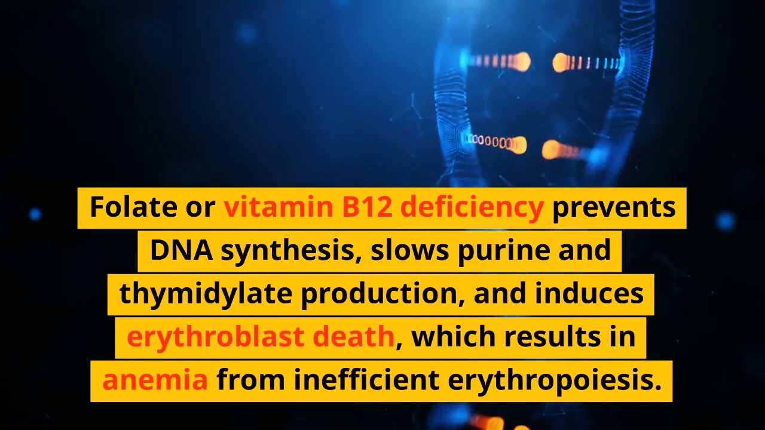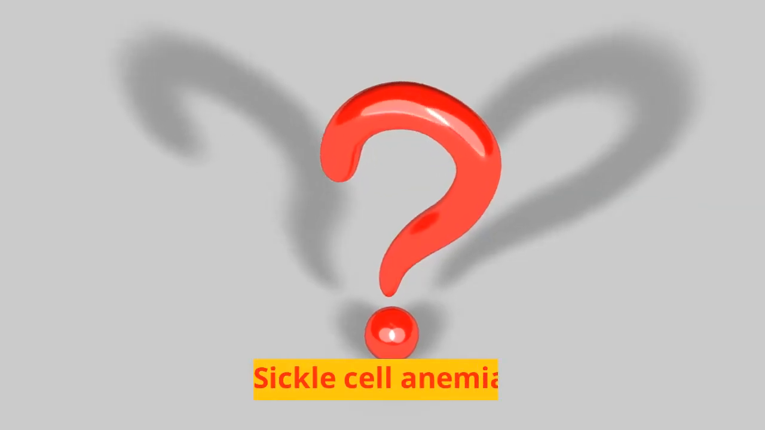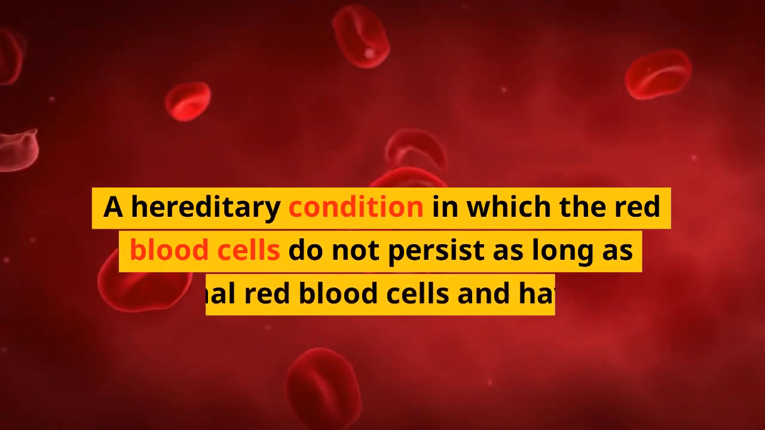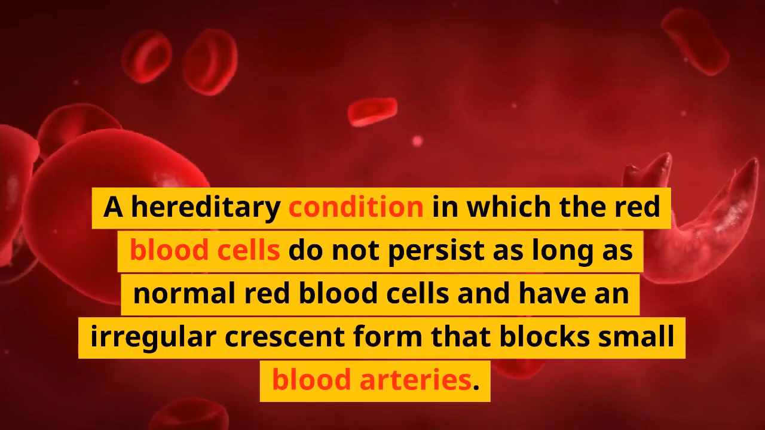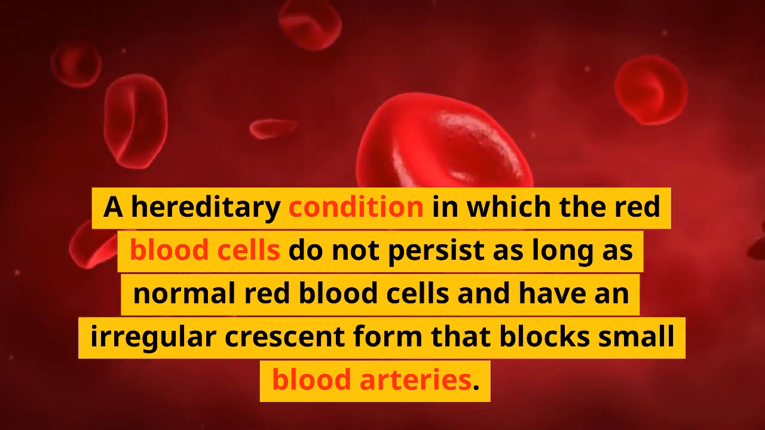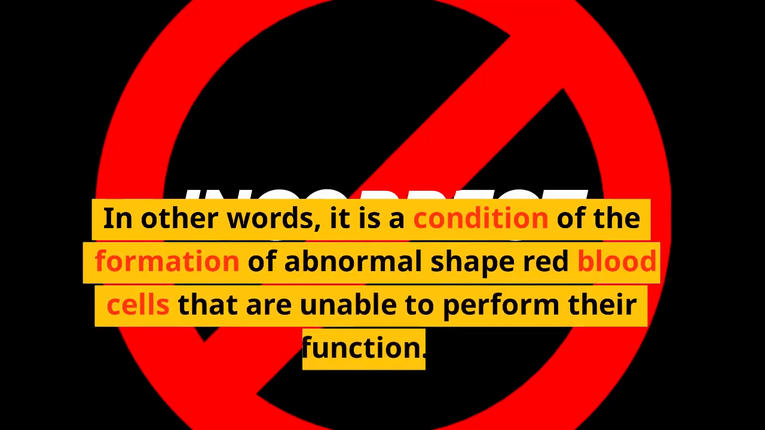anemia from inefficient erythropoiesis. Another type of anemia is sickle cell anemia, a hereditary condition in which red blood cells do not persist as long as normal red blood cells and have an irregular crescent form that blocks the small blood arteries. In other words, it's a condition of formation of abnormally shaped red blood cells that are unable to perform their function.